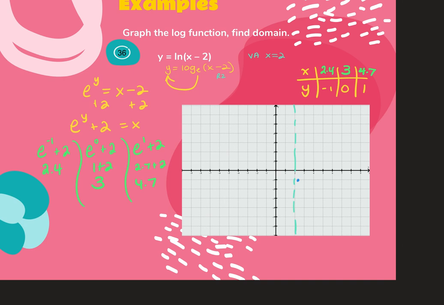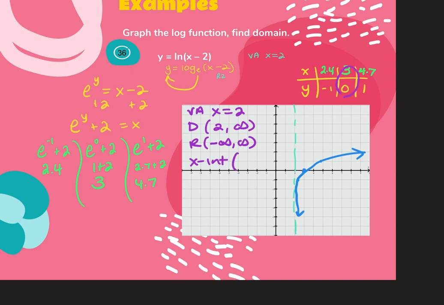So 2.4, -1, 3, 0, and 4.7, 1. And then draw your curve. Vertical asymptote was at x equals 2. Domain is what? 2 to infinity. Good. Range? Negative infinity to infinity. Good. X-intercept? 3, 0. Good.